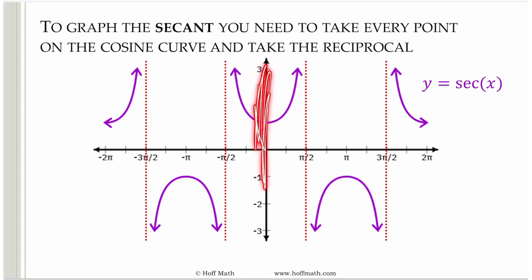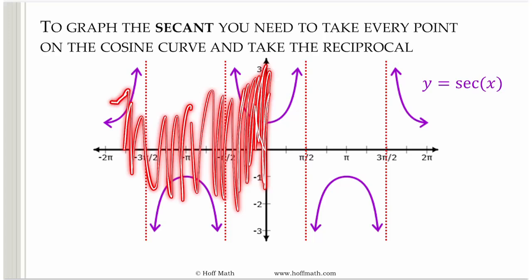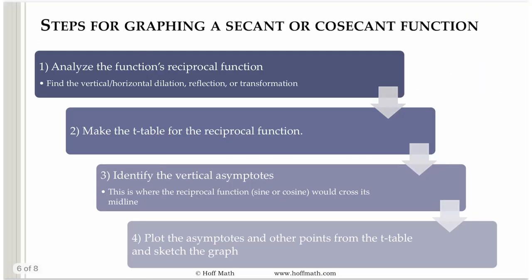One complete cycle of it, I'm just going to scratch this stuff out over here. So one cycle of the secant function, you're going to have this sort of half U, this sort of U shape, and then this sort of half bit here. The steps for graphing would be to analyze their reciprocal function. So if it's a cosecant, you're going to analyze the sine, and if it's the secant, you're going to analyze the cosine. You're going to talk about the vertical or horizontal dilation, any kind of reflection, or any kind of translation. And then you're going to make a t-table for that reciprocal function, whether it be sine or cosine. Identify those vertical asymptotes. That's going to be where the sine or the cosine would cross its midline. And then plot your asymptotes and other points in the t-table to sketch the graph.